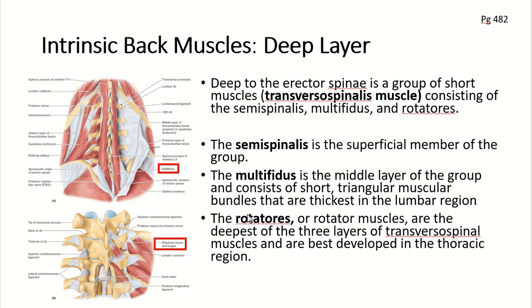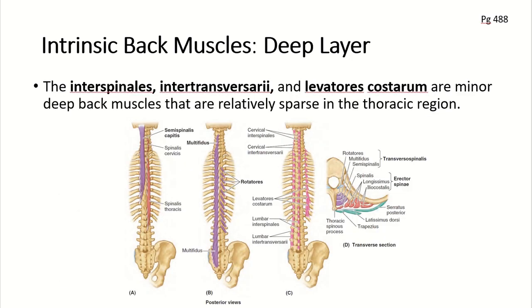And if we talk about the rotators, or the rotator muscles, these are the deepest of the three. Look at them, they're very tiny. They are best developed in the thoracic region, and they make their connections, as you can see, very, very close to the posterior part of the vertebra. So these three intrinsic deep back muscles are very minor deep back muscles that are sparse in the thoracic column, right? Moving outwards, moving laterally to medially.